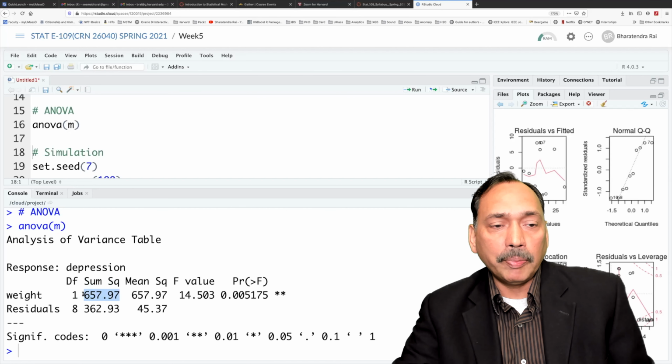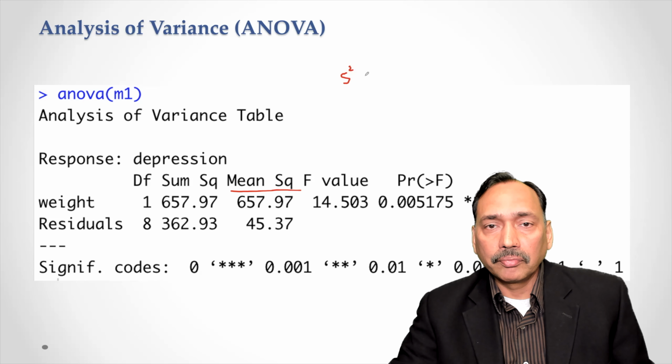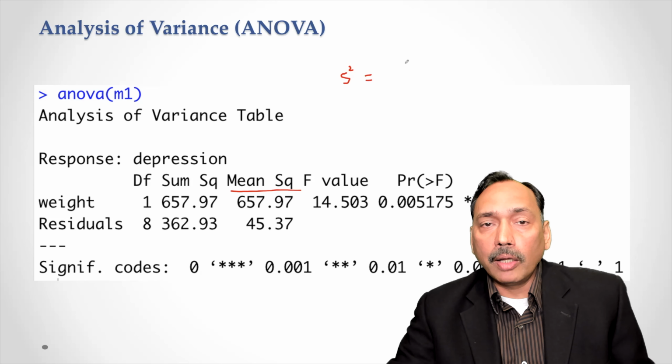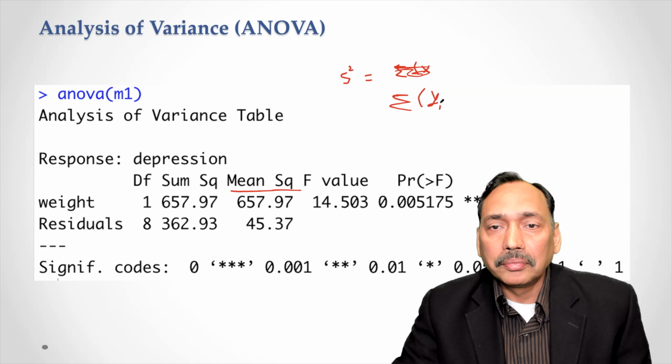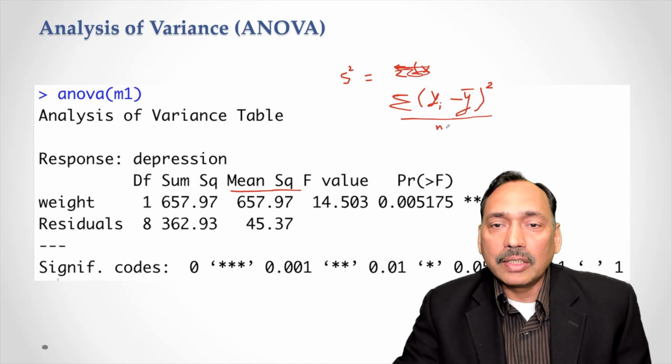Mean square you can think of in terms of variance, S square. S is standard deviation and S square is variance. The formula for variance is the total of yi minus y bar, which is the average, squared, divided by n minus 1. So that's the formula for the variance that we calculate from the data.